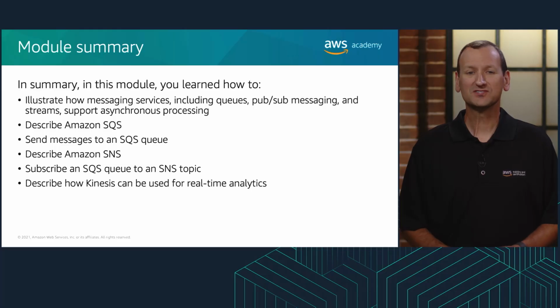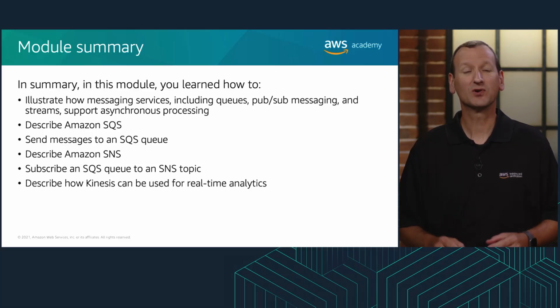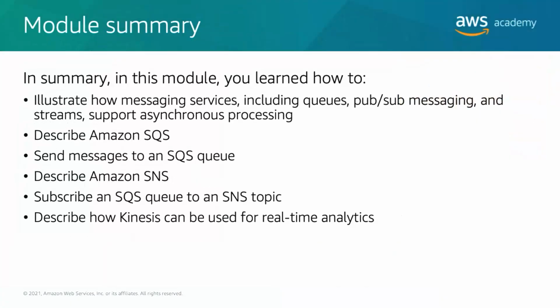It's now time to review the module and wrap up with a discussion of a practice certification exam question. In this module, you learned how to illustrate the way messaging services, including queues, pub/sub messaging, and streams, support asynchronous processing, describe Amazon SQS, and send messages to an SQS queue. You also learned how to describe Amazon SNS, subscribe an SQS queue to an SNS topic, and describe how Kinesis can be used for real-time analytics.